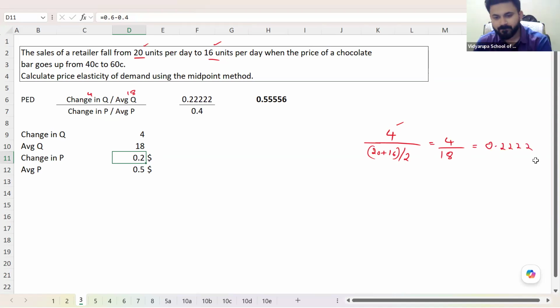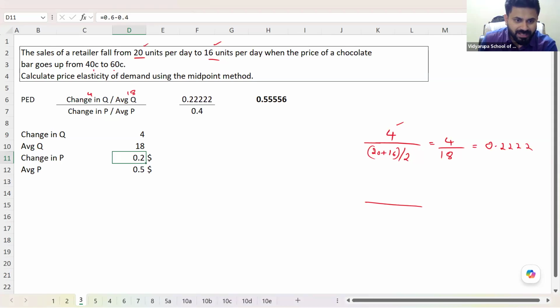Is that part clear? Sneha, is that part clear? Are we good with that? Thank you. Good. Now, the same logic I'll apply for the denominator. Change in price by average price. Right? What is the change in price?